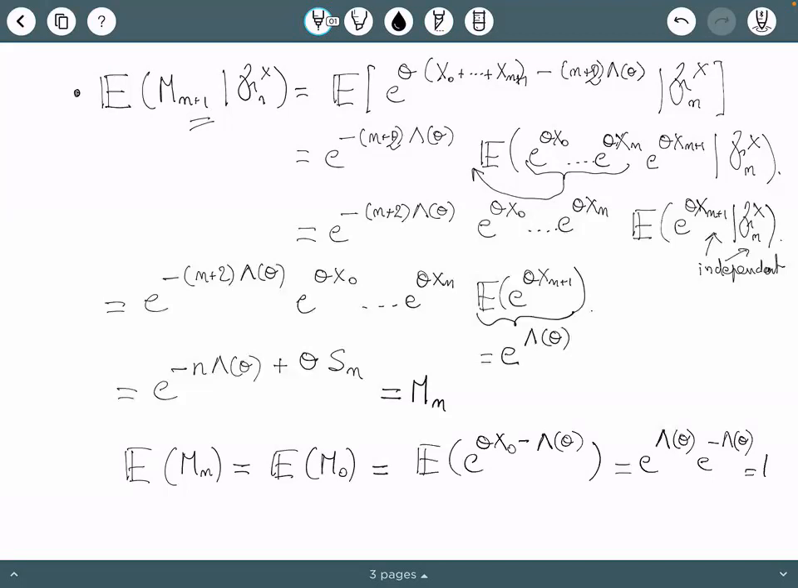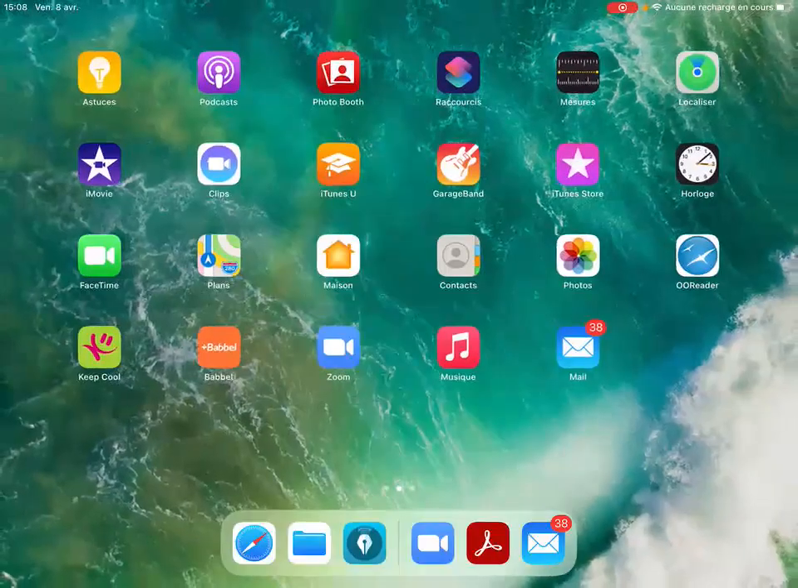This is just a basic example of a martingale, but martingales are very important in many applications, not only in finance, but in all of probability theory. It is a very, very important kind of process, as important as Markov processes. This was just to give you some examples of martingales.